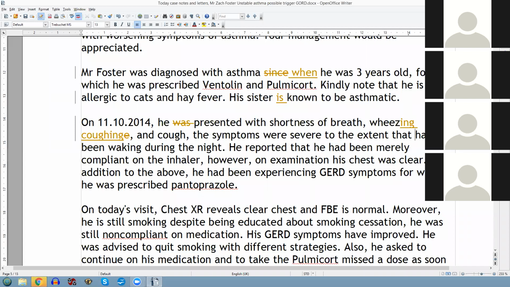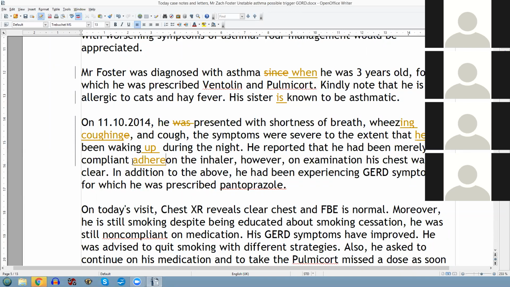Were severe to the extent that he had been waking or being kept awake or been waking up during the night. He reported that he had been merely compliant. What is merely? And again, we don't use that word much now. Adherent on the inhaler. Merely adherent, you mean? But I thought the note said that he hadn't been adherent. So why do we have this as an adverb? Okay. However, on the examination, chest was clear, addition to the above, in experiencing good symptoms.